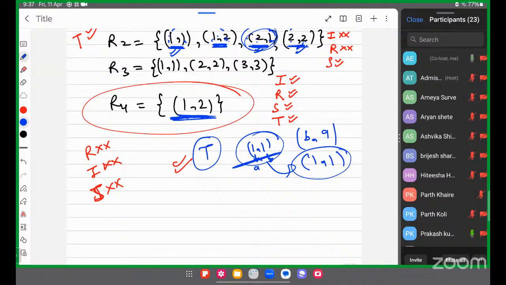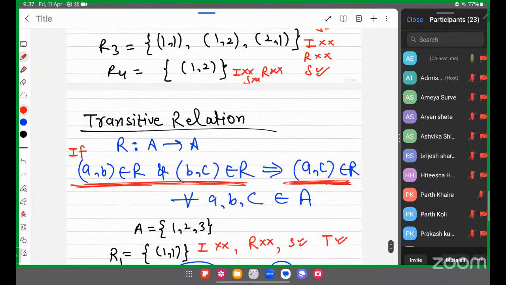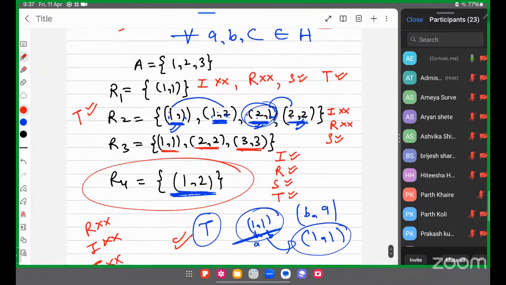Yes sir, and what about transitive? Transitive, it will be transitive because there are only single ordered pairs. If there are only single ordered pairs, it will be transitive because the condition of transitivity will be checked if and only if we have A comma B belongs to R and B comma C belongs to R. Only then we will check for A comma C. But in this case, we have only A comma B and there is nothing like B comma C. So this will be transitive.